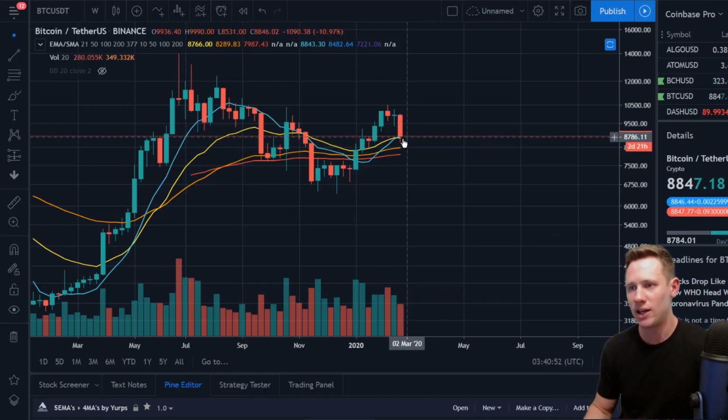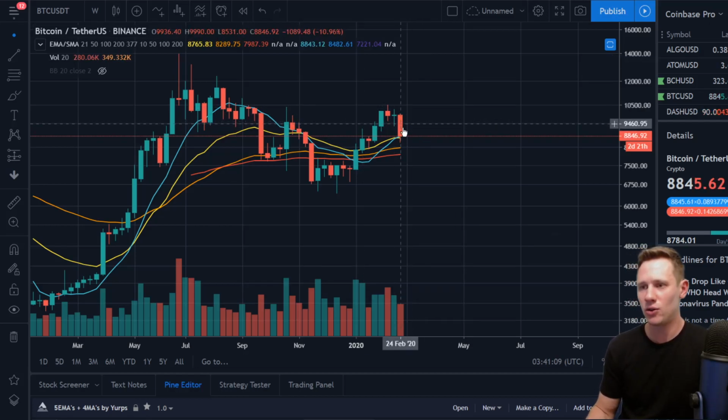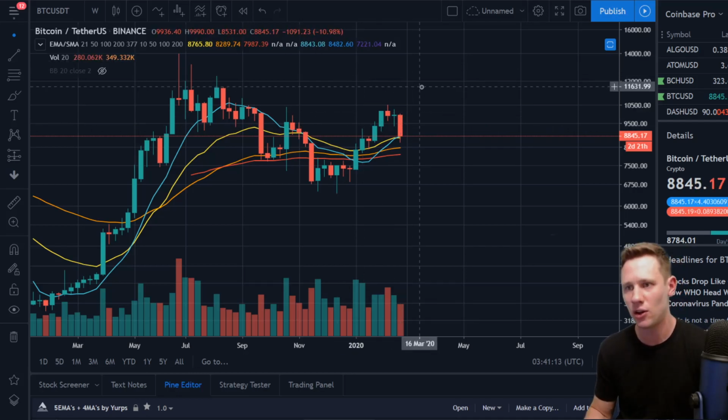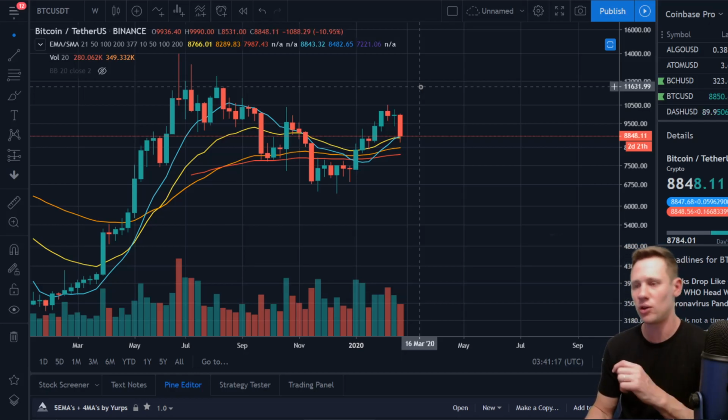So if this body closes, and you can see up here, you have your open, the high of the candle, the low of the candle, and then the close of it. So you want to look up here to see your open and close. If you hover here, you can see the close is at 88.45 currently, but the candle will close in a few days.